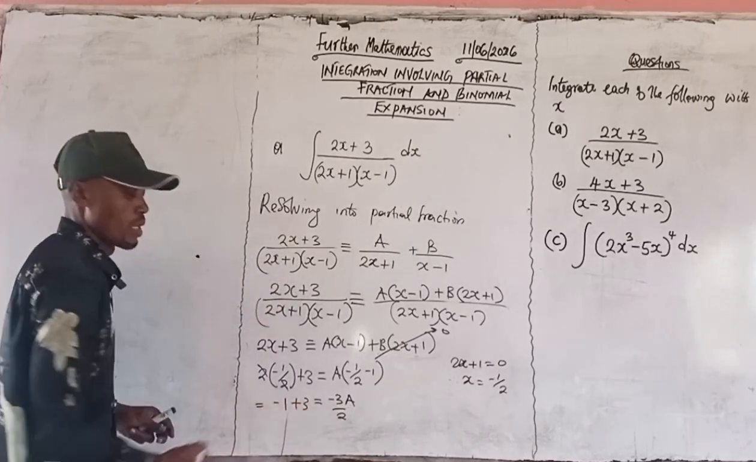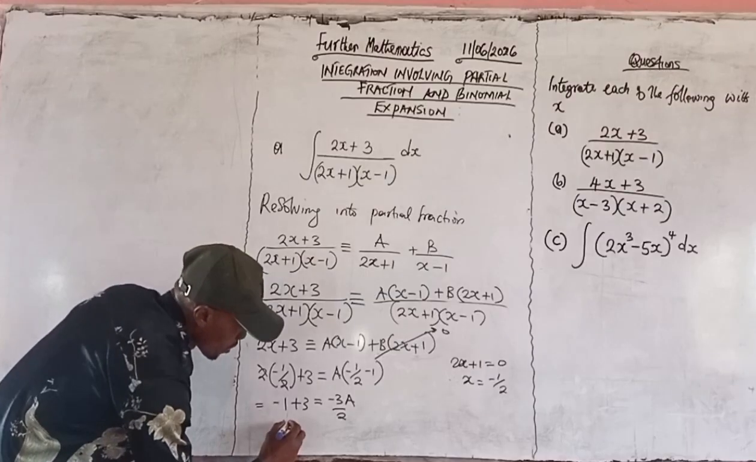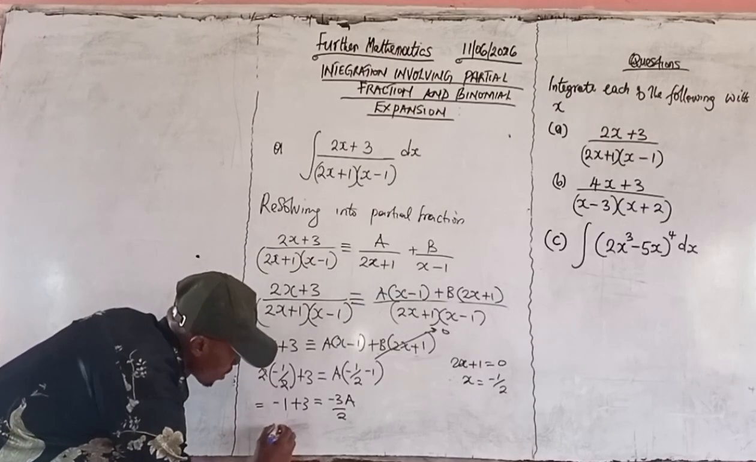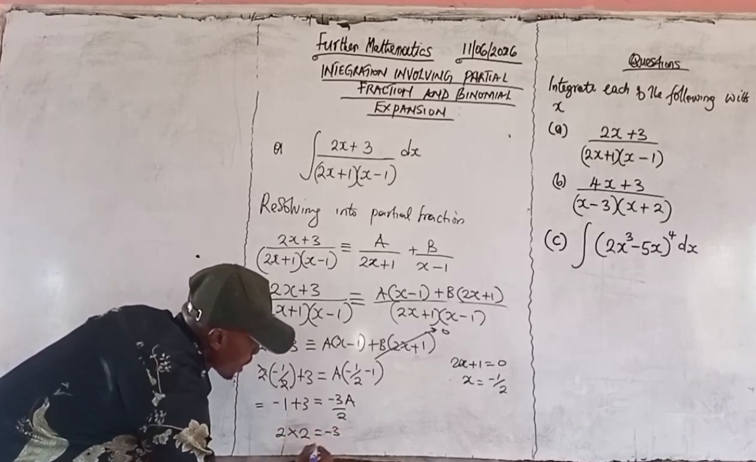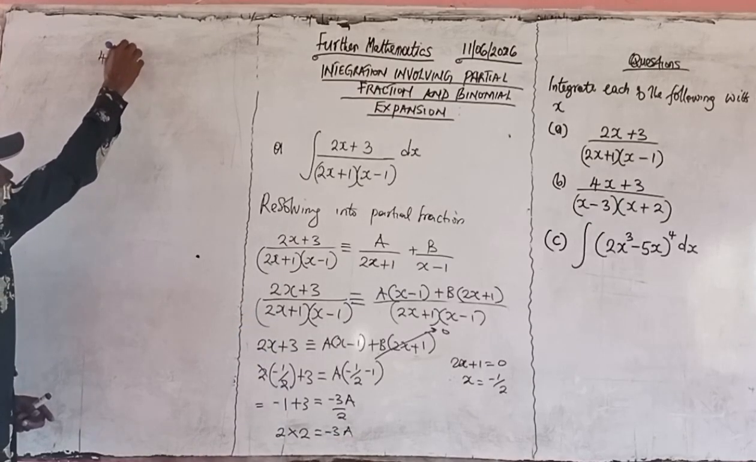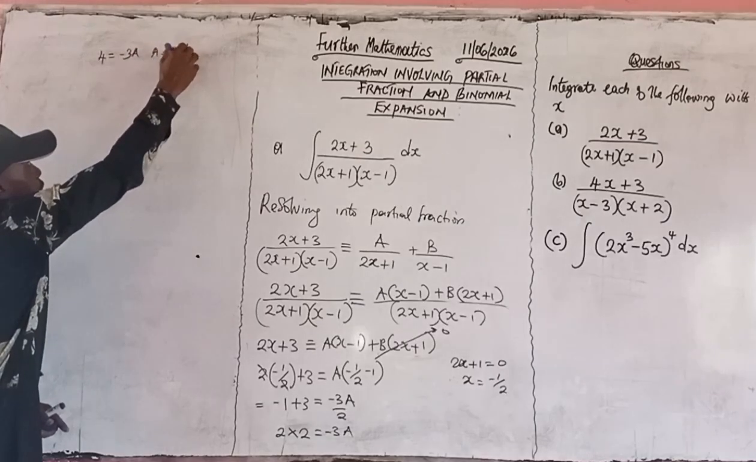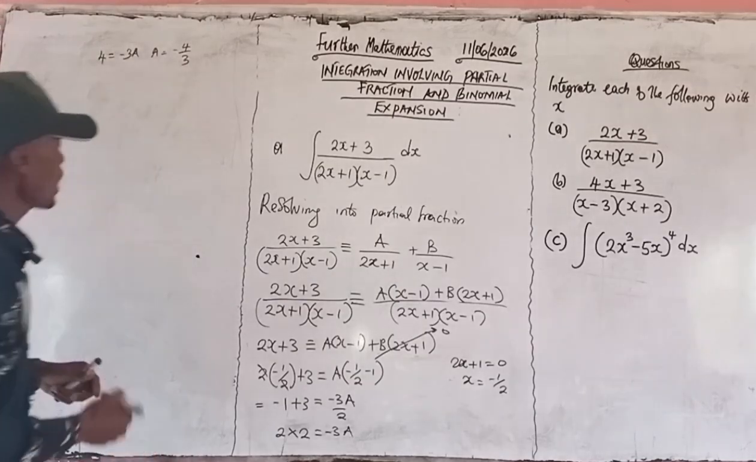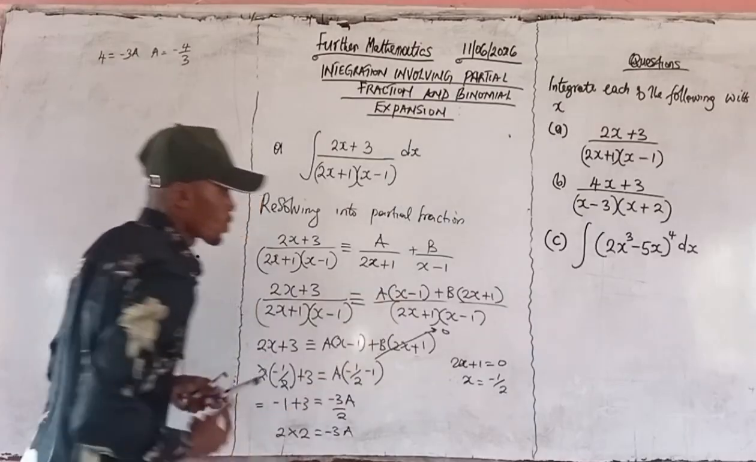Minus 1 plus 3 will give you 2. So you have 2 equal to minus 3 over 2 A. Let us take it this way: 2 times 2 is equal to minus 3A. 4 is equal to minus 3A, and A is equal to minus what? 4 over 3. And that is the value of A. Now, go back to this expression, put x to be equal to 1.